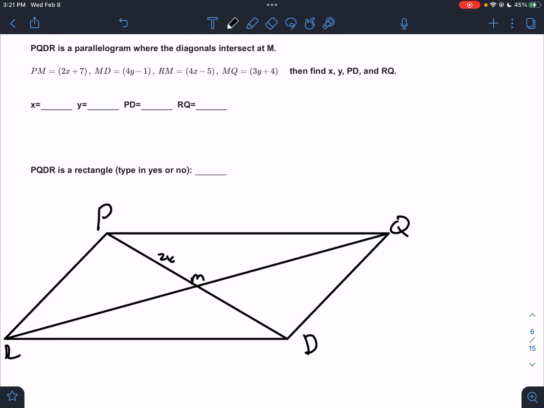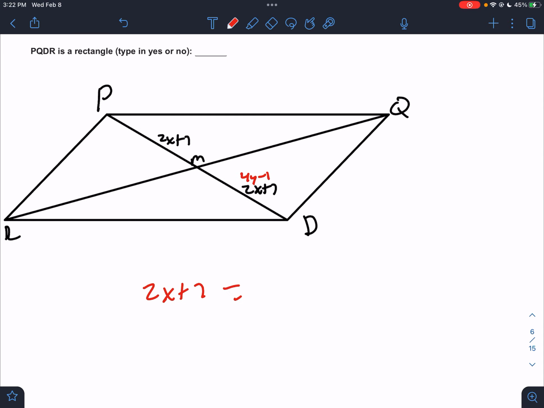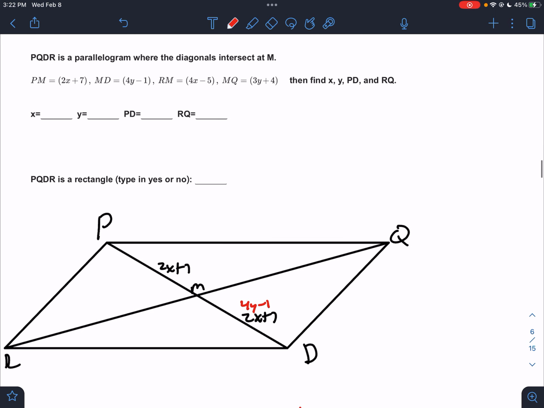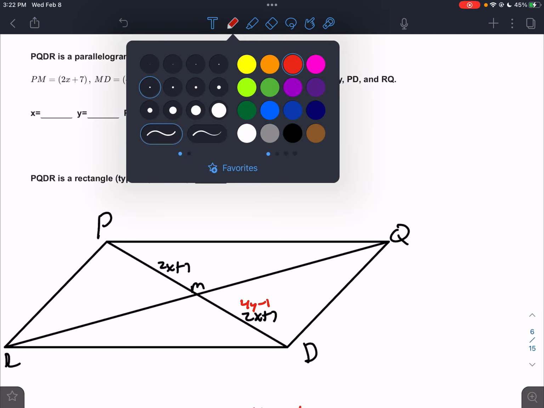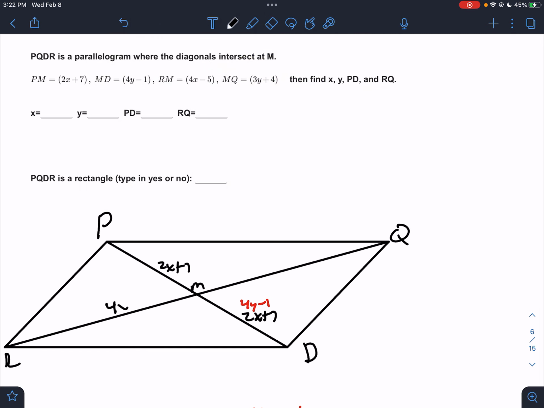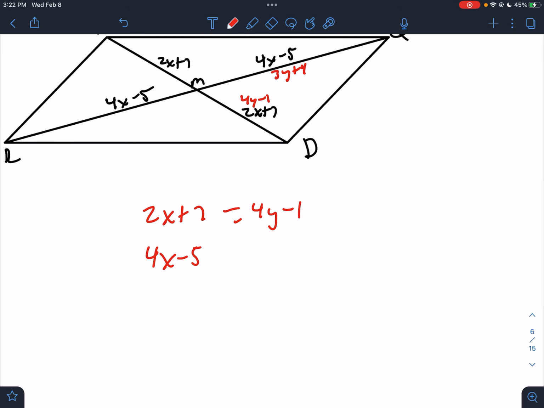PM is 2x plus 7. So that means this is 2x plus 7 because in a parallelogram, the diagonals bisect each other. MD is 4y minus 1. So I know that 2x plus 7 equals 4y minus 1, because those are both representing the same thing. RM is 4x minus 5. So that means this is 4x minus 5. And MQ is 3y plus 4. So we also know that 4x minus 5 equals 3y plus 4.